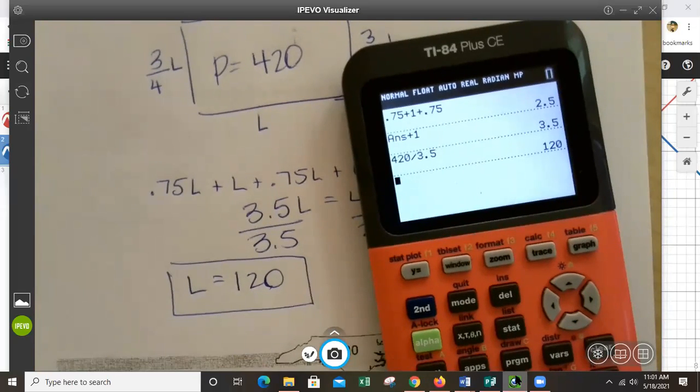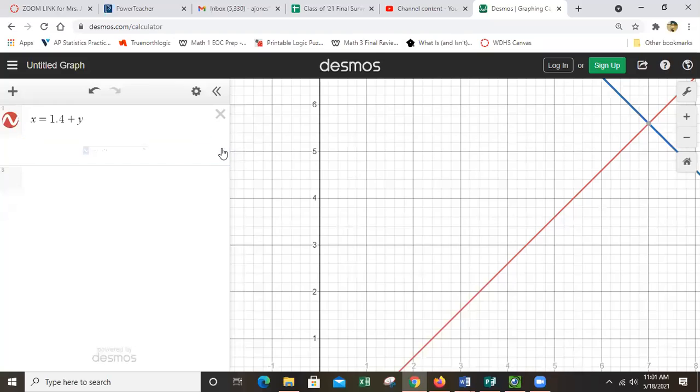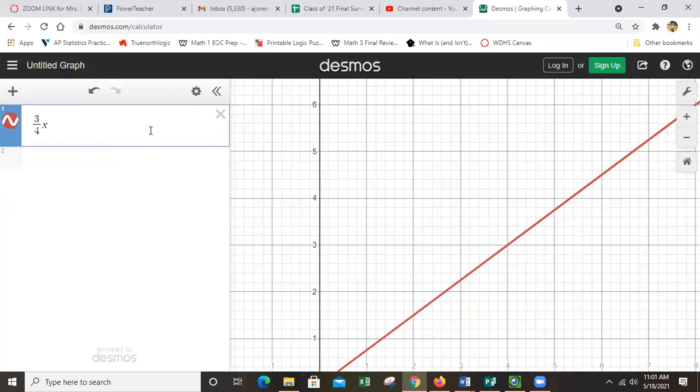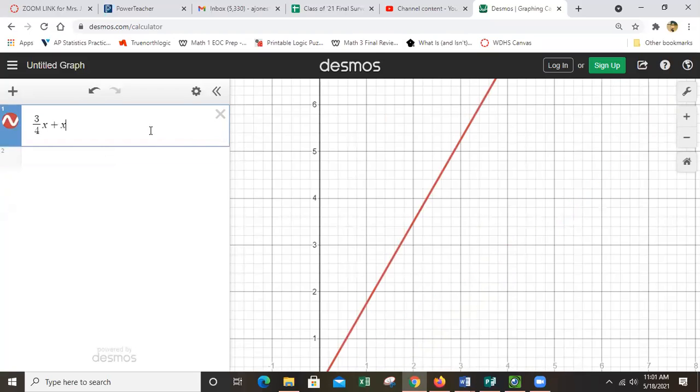Now, if we go back, I'm going to show you how to find it on Desmos so that you don't have to do it by hand. You do have to set it up, but then you can put it in. And guys, you can put the 3/4 in. 3/4 X plus X plus 3/4 X plus X.